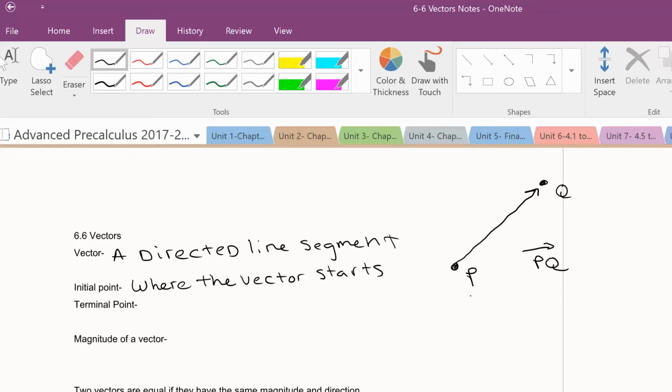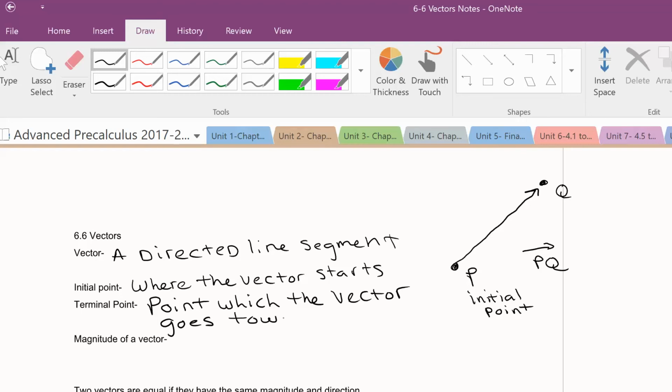So here, this is the initial point P. That's where the vector starts. And then the terminal point is the point which the vector goes towards. All right, so this Q would be the terminal point.